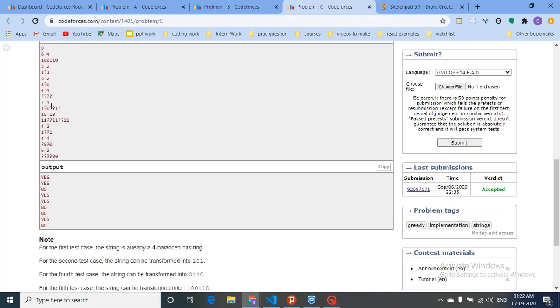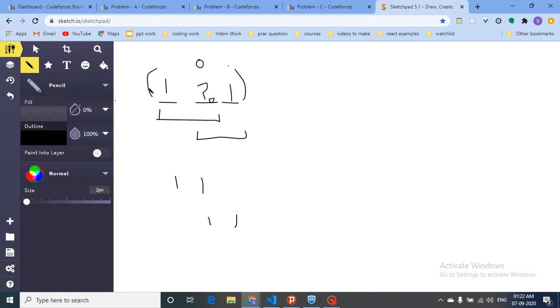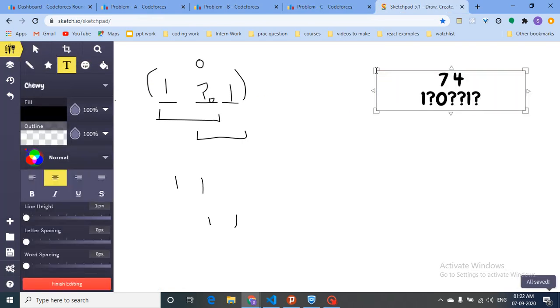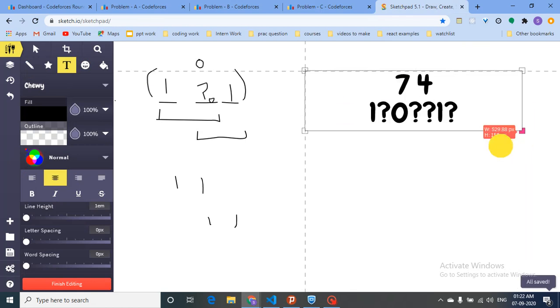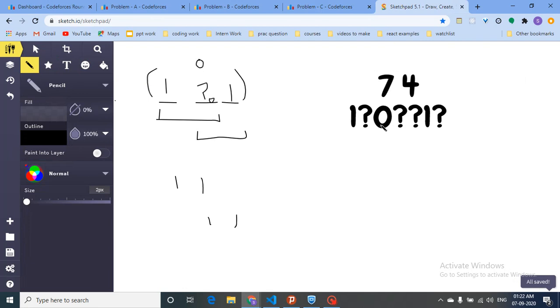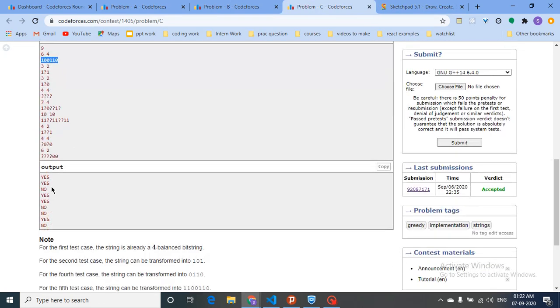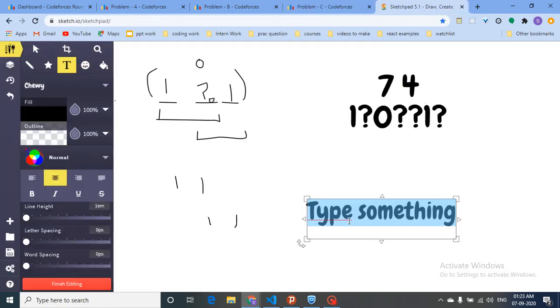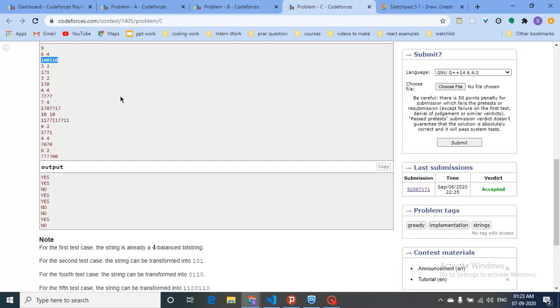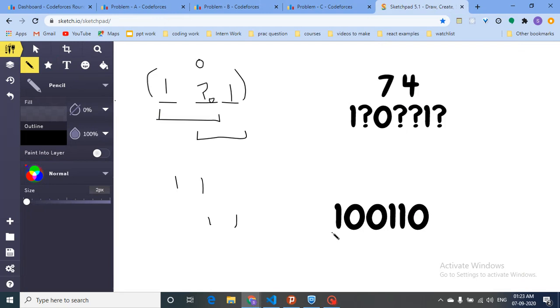Now for the first observation, I'll explain it with this example, which is a very good example to understand the question: 1 question mark 0 question mark 1. Let's assume that I have some string which is k-balanced. This is an example which is k-balanced because it doesn't have question marks and it is balanced. This string is k-balanced with k equal to 4. Let's take a substring of length 4: there are 2 ones and 2 zeros. Then take the next one, 2 zeros and 2 ones, and the next, 2 zeros and 2 ones.